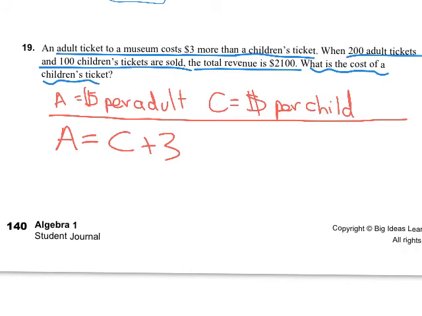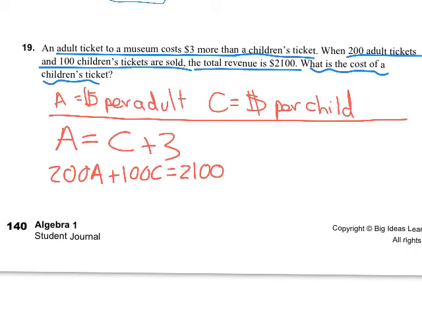That's my first equation. The second equation says 200 adults, so that's 200A, plus 100 children, so 100C, should equal a revenue of $2,100, right? So that's my second equation. Okay, then it wants to know what the cost of a children's ticket is, okay? So essentially what I need to do is I need to figure out C. But I got to be strategic about how I do that. So I pick a method. In this case, since we have A equals, substitution will work just fine for us.